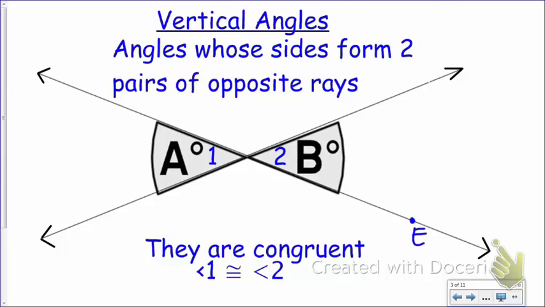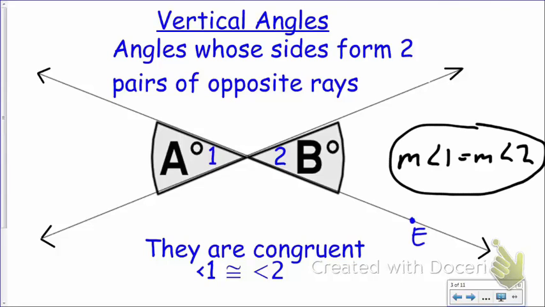I want to point out one other quick thing though. Another way of talking about the situation here is you could say that the measure of angle 1 equals the measure of angle 2. These two statements are both saying the same thing in two different ways. Now we've seen this congruent symbol before, an equal sign with a squiggly line above it. Angles are congruent and segments are sometimes congruent. The difference is, on the other one we're using an equal sign.